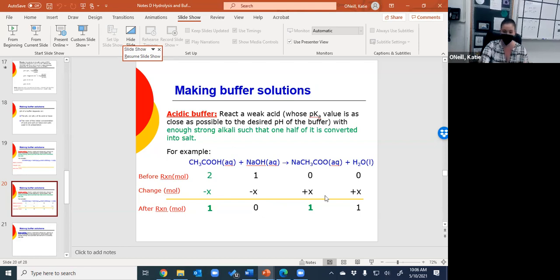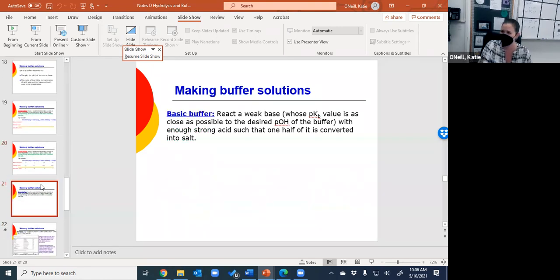So this is just a sample ICE box with whole numbers, showing you where that comes from. The bottom line of what you need to know: you need twice the weak acid to a strong base. That's going to get you so that at equilibrium, your weak acid and the conjugate base have the same concentration. And we want that so that pH equals pKa. That's the part I was most nervous about explaining.